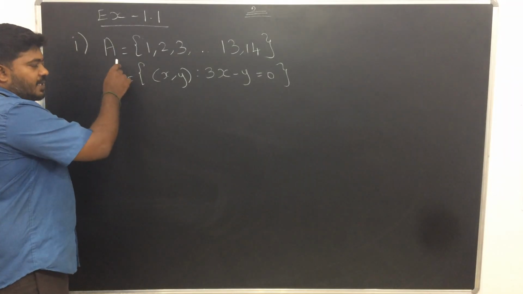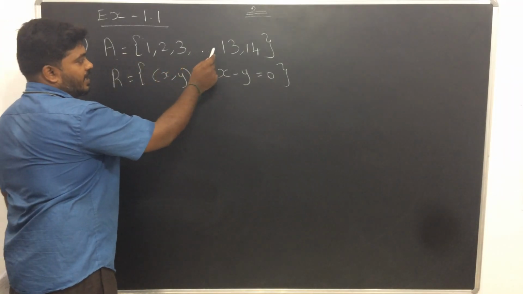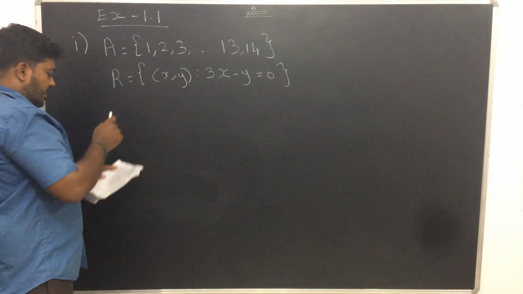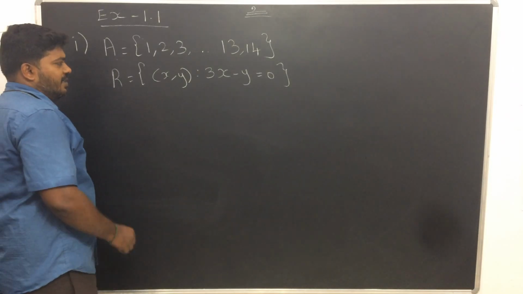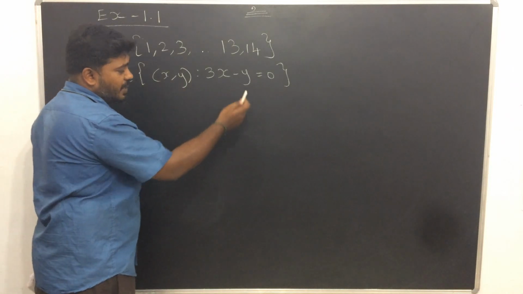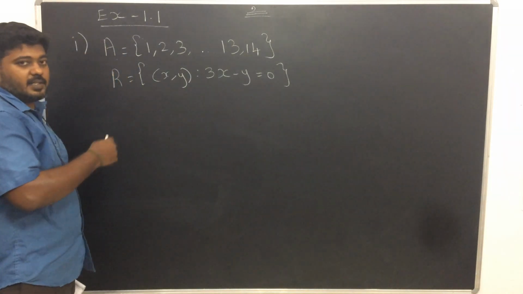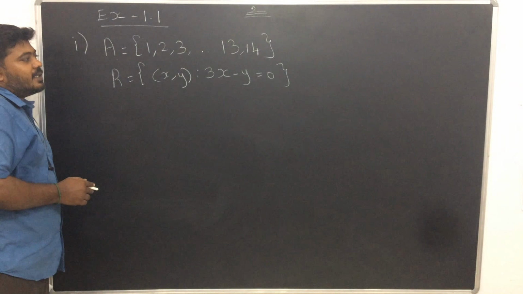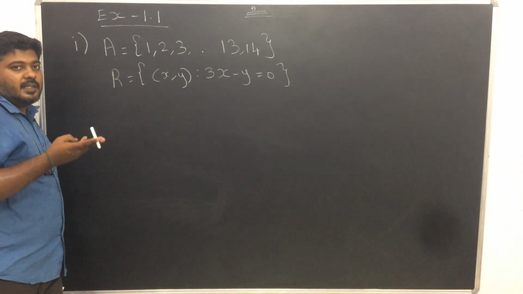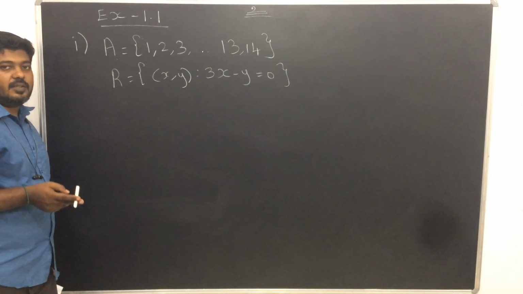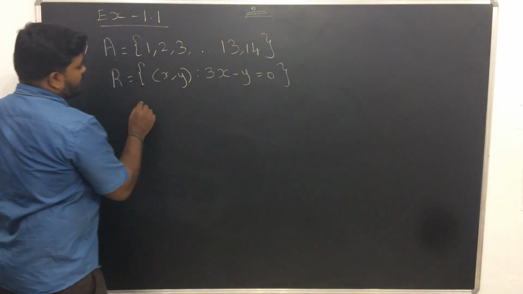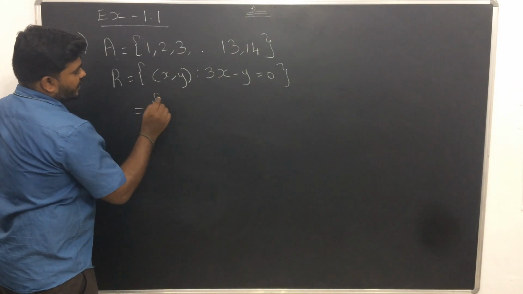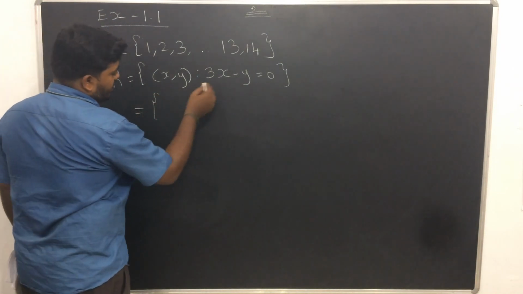They have given you the value of set A, that is 1, 2, 3 until 14, and the relation R is defined on A such that 3x minus y is equal to 0. So the condition they are giving for the relation is 3x minus y should be equal to 0. Now they are asking you to check if this relation is reflexive, symmetric and transitive. From the condition that is given, you can find the values of R, right? So what will be the values? What are the values of R?